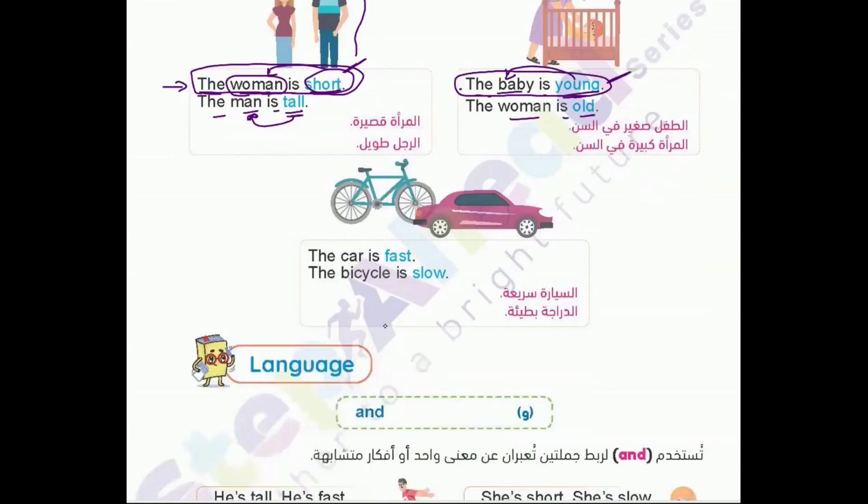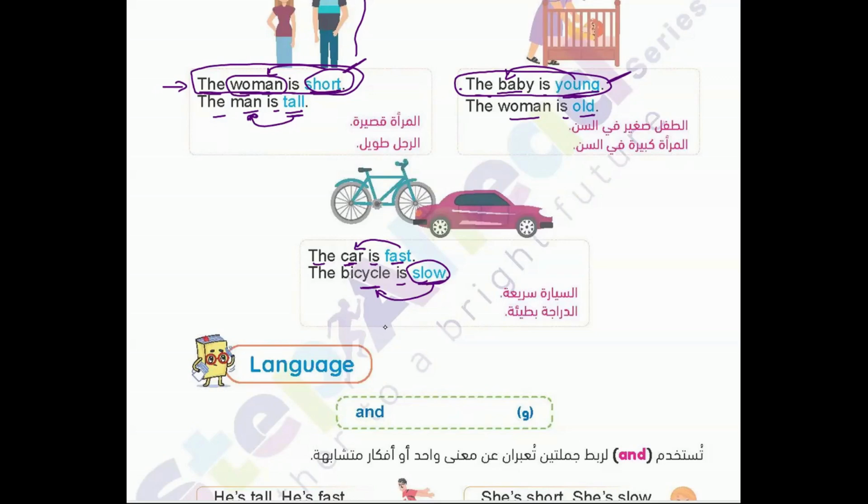Next, the car is fast. The car is fast. So I'm describing the car. It's fast. Fast describes the car. The bicycle is slow. So slow is an adjective, describing what for me? The noun bicycle. So remember now, I'm using the adjective to describe a noun.